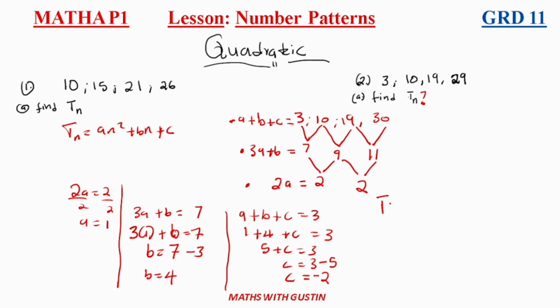Therefore our general equation will be Tn equals 1, you're going to put 1 there, n squared, b is equal to 4n, plus c, which is going to be minus 2. Therefore our general equation is going to be given by that. Let's say for some reason they ask you to find out which term is equal to 208. So you would put 208 here, and then you factorize, then solve for n.